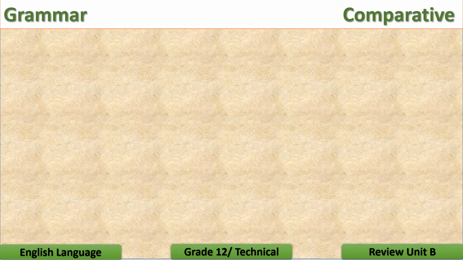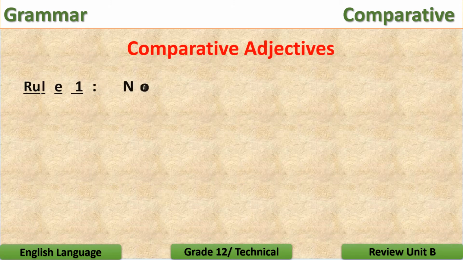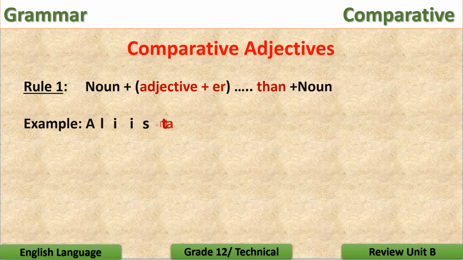In order to use adjectives in comparison, we have to follow the following rules. Number 1, we need an adjective plus ER. But the adjective in this case should be made of 1 or 2 syllables, a short word. Like in the example, Ali is taller than Ahmed.